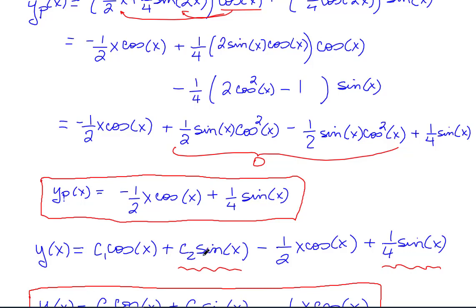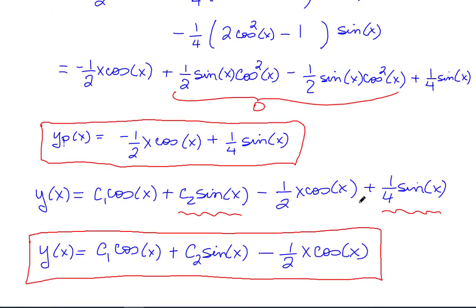Here's the homogeneous one. Here's our particular one after we've cleaned it up. Now the final step is to realize that this 1/4 sine x and this c2 sine x can really be combined, because they're both sine x. So we're going to combine them together, but I'm still going to just label this as our arbitrary constant, and that gives us our general solution to this problem. A lot of work, a lot of double angle formulas. But in the end, we didn't lose any terms and things did work out.